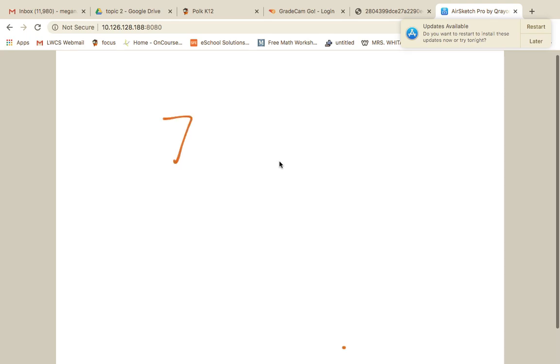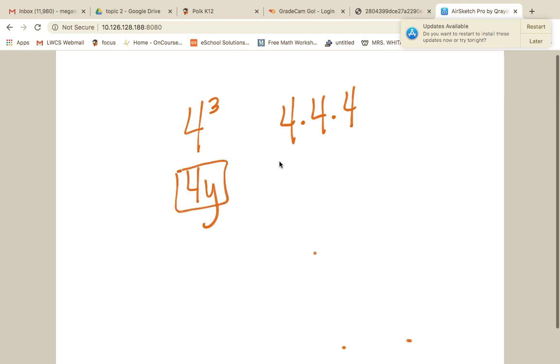I want to talk a little bit about this. 7 must be my favorite number today. 4 to the 3rd power. Remember, that's not 12. It's 4 times 4 times 4, repeated multiplication. If I say 4y, that is repeated addition because I see multiplication here. So that would be y plus y plus y plus y. I have 4 y's. Okay? So I know that's kind of tricky.